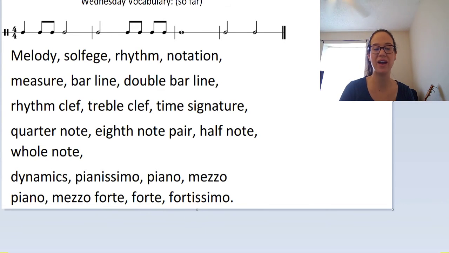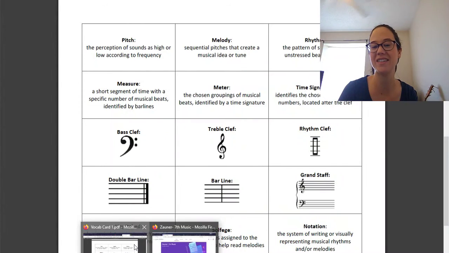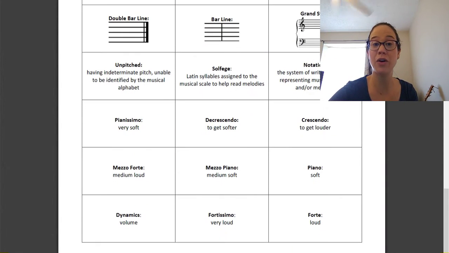Let's go back to our vocab card for dynamics. So dynamics just means volume. So any volume related word is going to be, I might say, a dynamic marking or maybe a dynamic level. And we're going to work our way from softest to loudest.